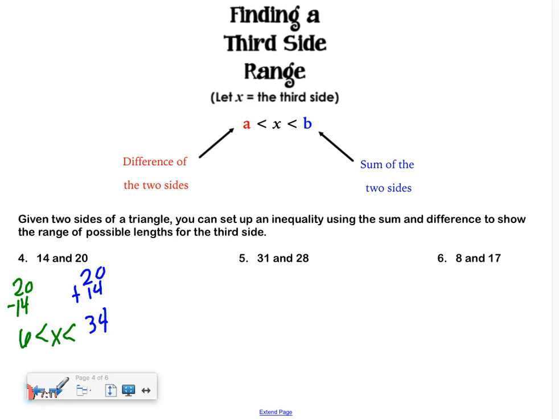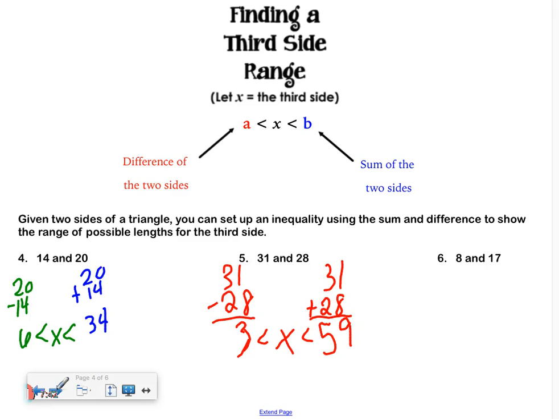Anyone want to come to the board for 5? Agreed? Yep. Anyone want to come do 6?